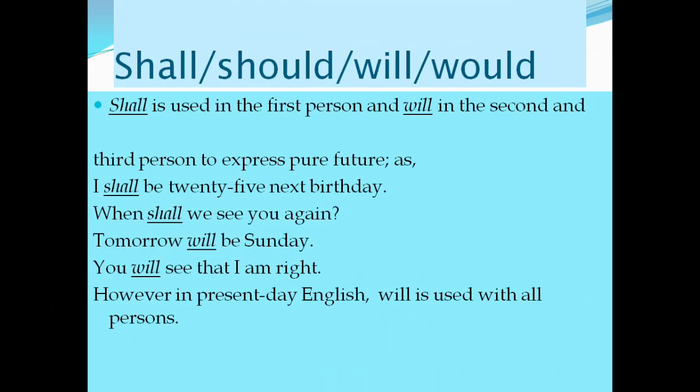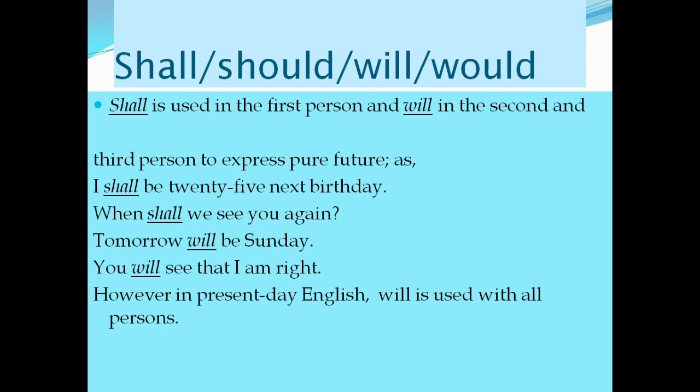Now shall, should, will, would. Like that, should and would are the past equivalents of shall and will. Of course, in the future tense, we use shall and will, and generally shall is used with the first person and will is used in the second person and the third person to express a pure future. Like that, I shall be 25 next birthday. When shall we see you again? Tomorrow will be Sunday. You will see that I am right.